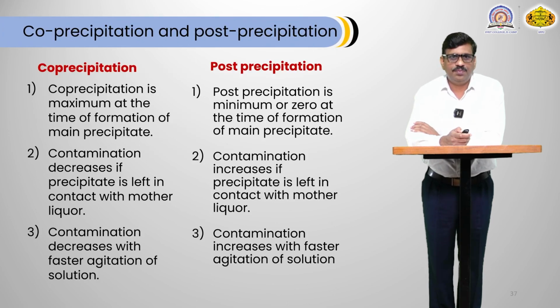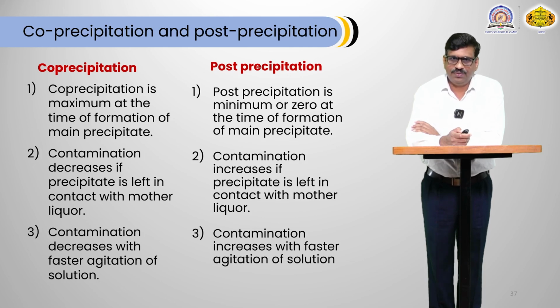Here there are some points of difference between co-precipitation and post-precipitation. First point, co-precipitation is maximum at the time of formation of the main precipitate, meaning co-precipitation is a simultaneous process. Post-precipitation is minimum or zero at the time of formation of the main precipitate. Second point, contamination decreases if precipitate is left in contact with mother liquor. Means for minimizing co-precipitation, operations like digestion can be carried out.